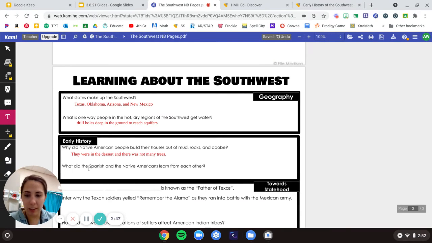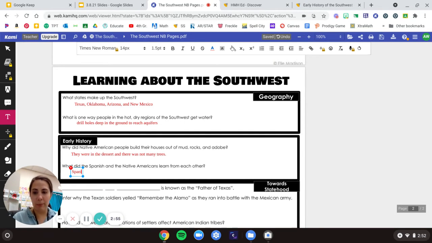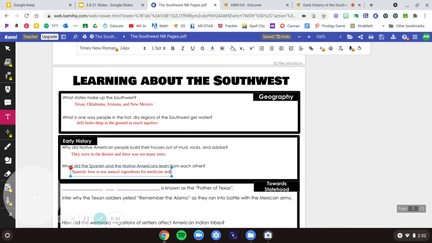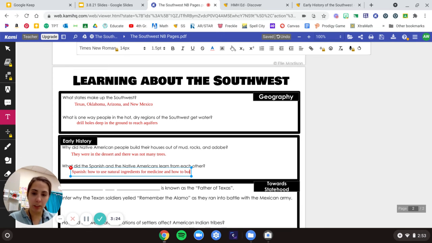Now, this part kind of has a few different options you could have gone with. The Spanish and the Native Americans learned from each other, so I'm going to start with the Spanish first. The Spanish learned how to use natural ingredients for medicine, and they also, let me take one quick peek again, oh yeah, and then they also learned how to build with adobe.